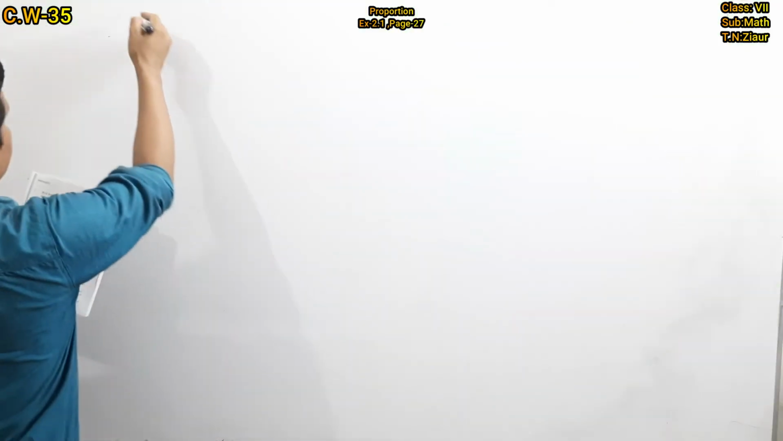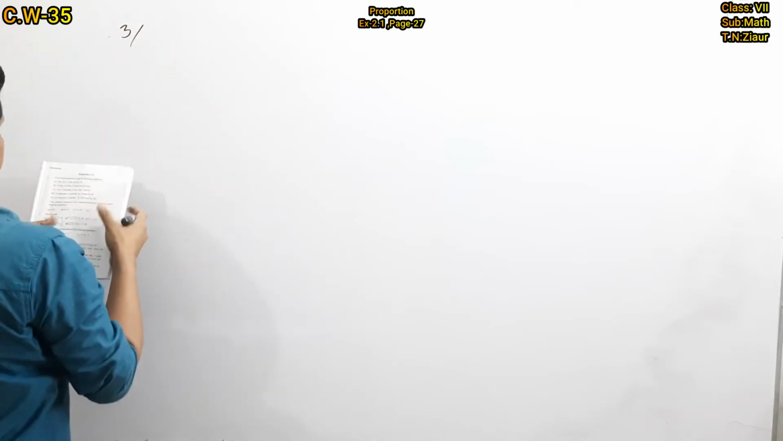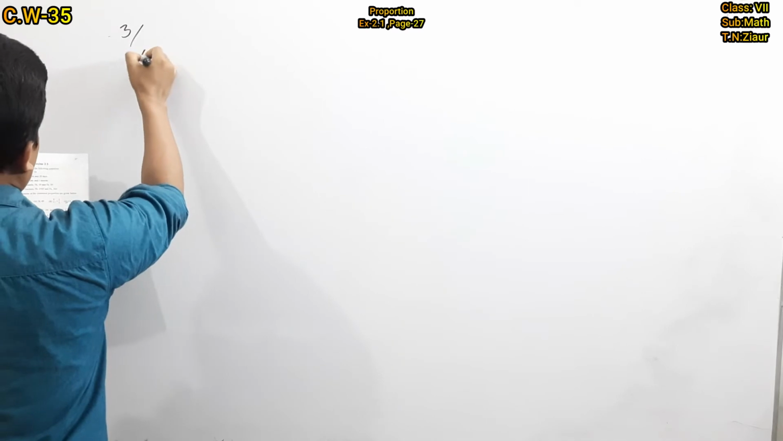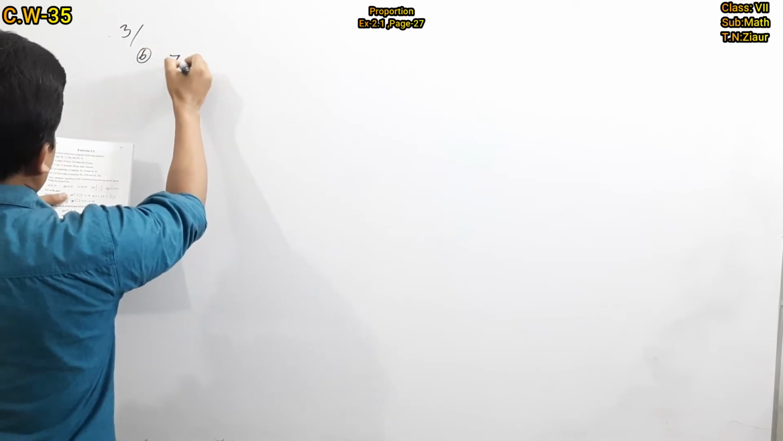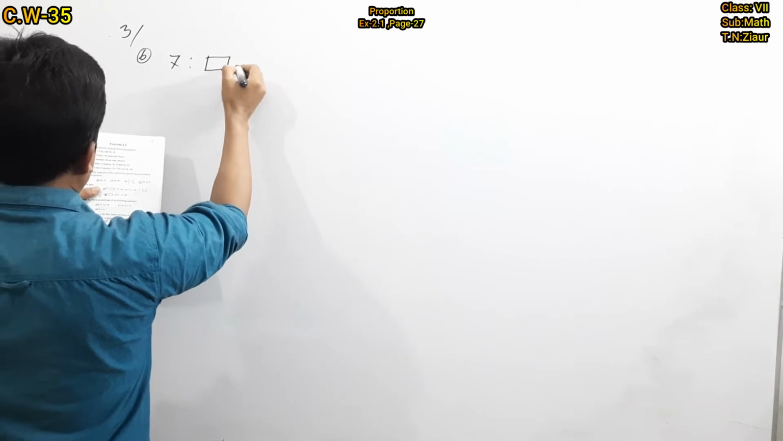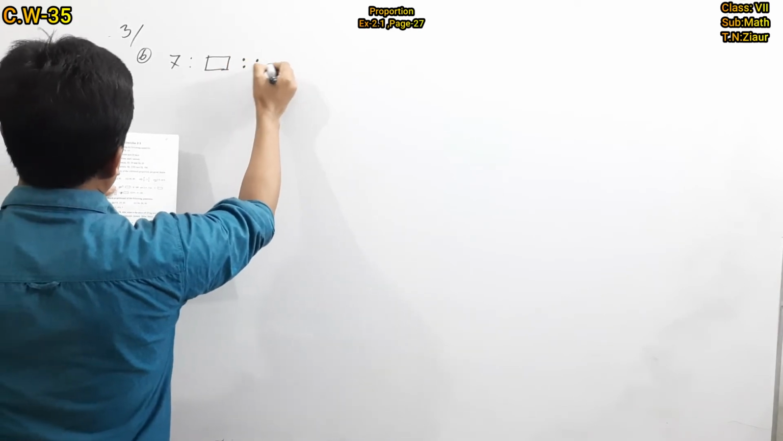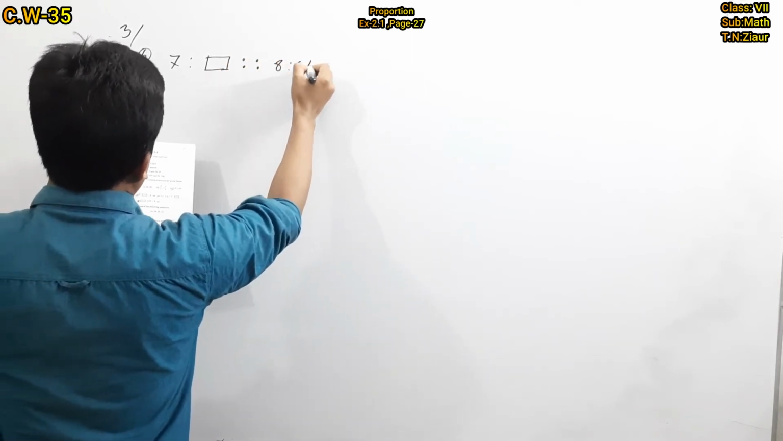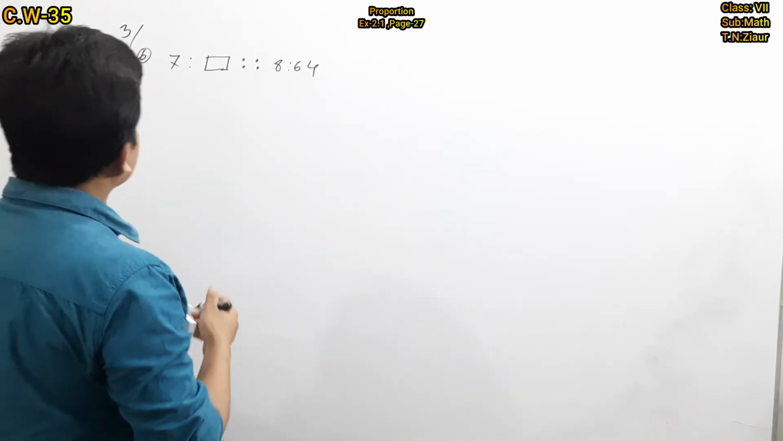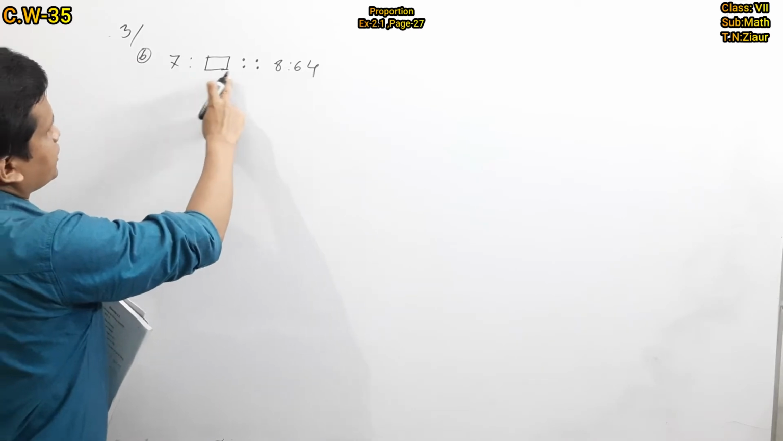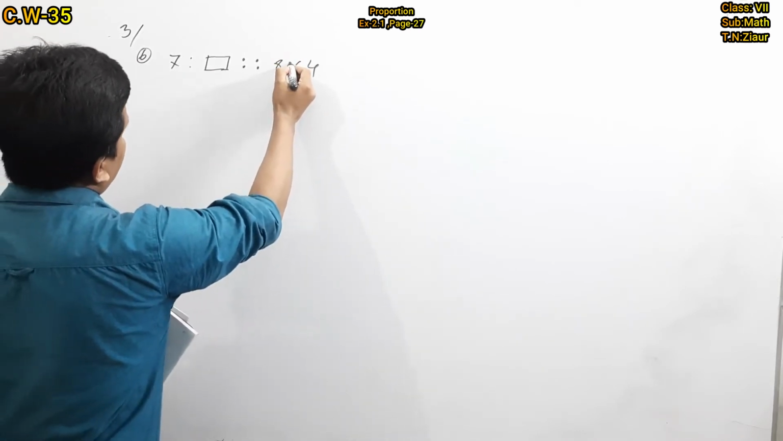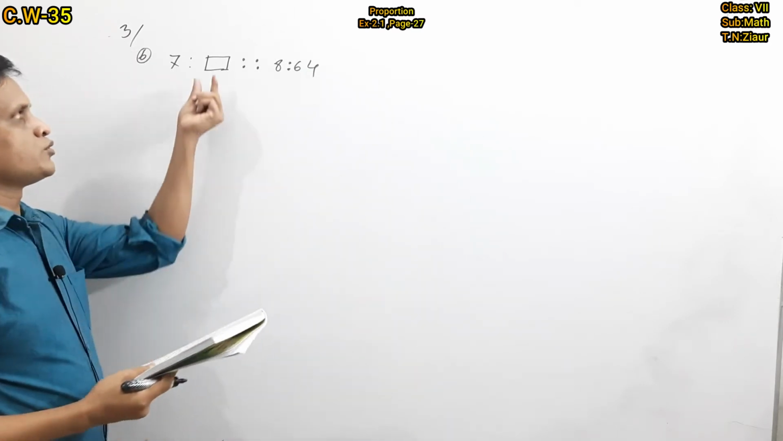So students, now in number 3 it is given: fill in the gaps. So first we will solve part B. Here given 7 is to, this one is the gap, proportion, here given 8 is to 64. Just this one we will solve. So this one is the first quantity, second quantity, third quantity and fourth quantity. Just we have to find this value, that means which one?